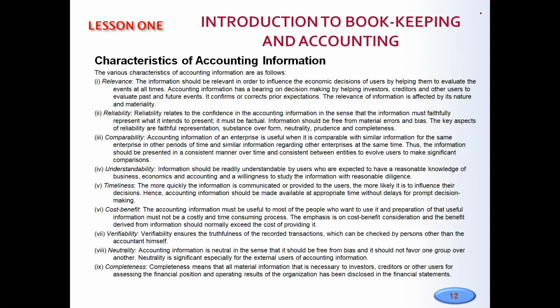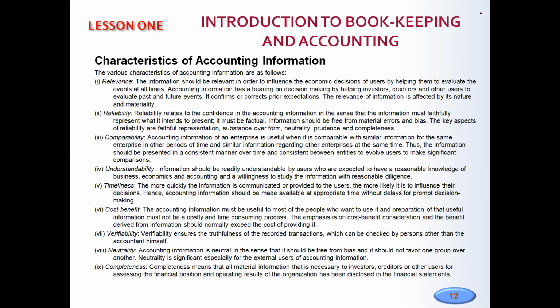Then verifiability. Verifiability ensures the truthfulness of the recorded transaction, which can be checked by persons other than the accountant himself. Every information that you have provided on that financial statement must be backed up by necessary supporting documents. If at any point anybody other than you, that is the preparer of the information, wants to check anything, they must be able to fall back on something to actually verify the correctness or the truthfulness of the information you have provided.